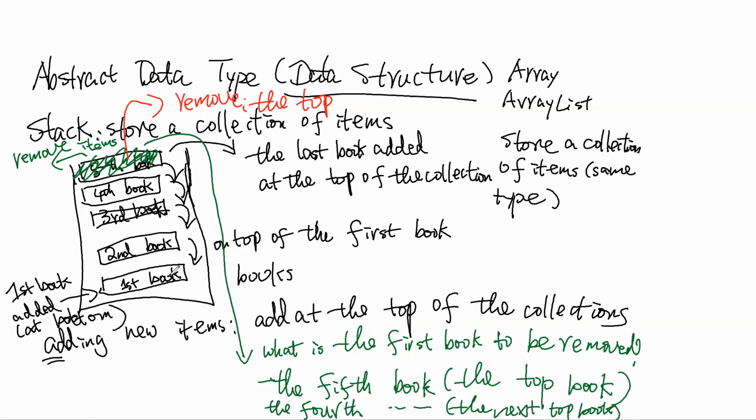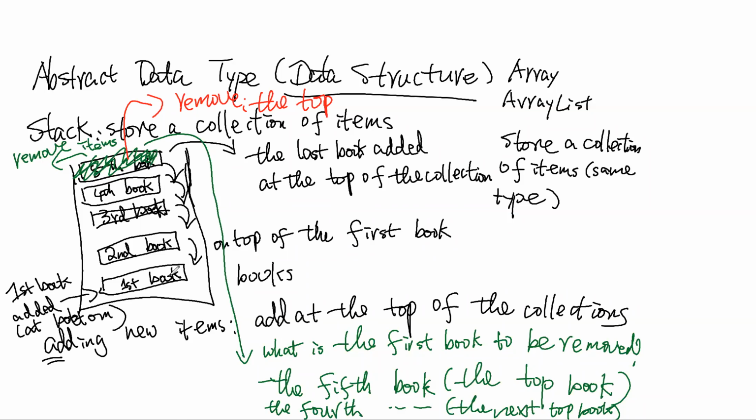So in this special scenario, when we add a new item, we add at the top. When we remove, we also remove from the top. Because from the visualization, with this container, you can only access the top. Only access at the top.